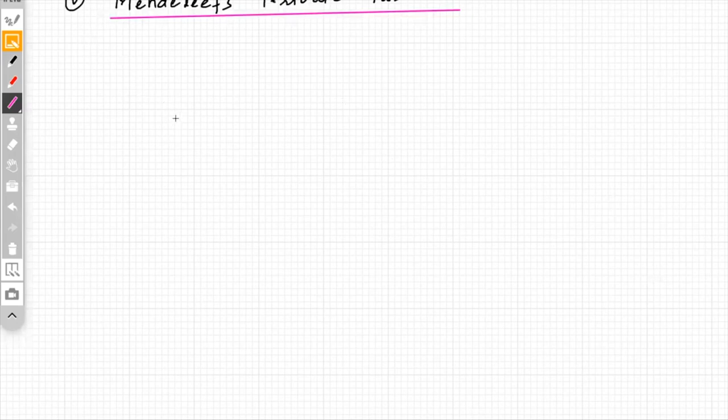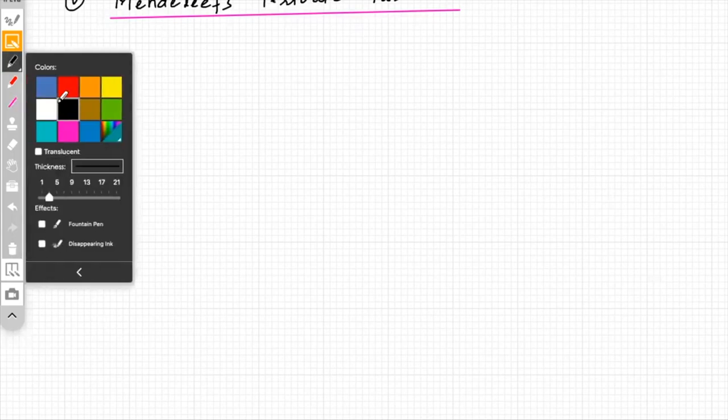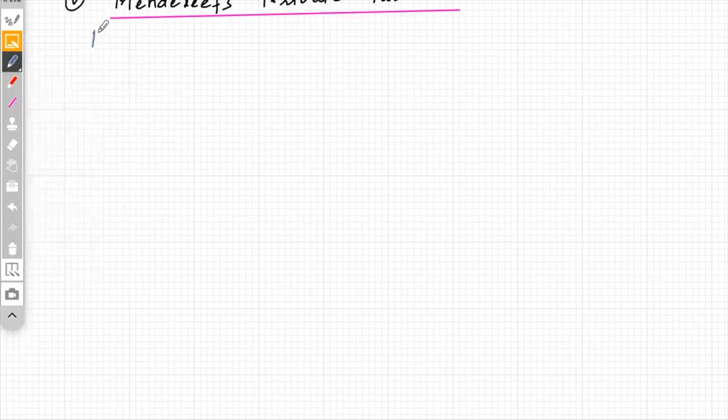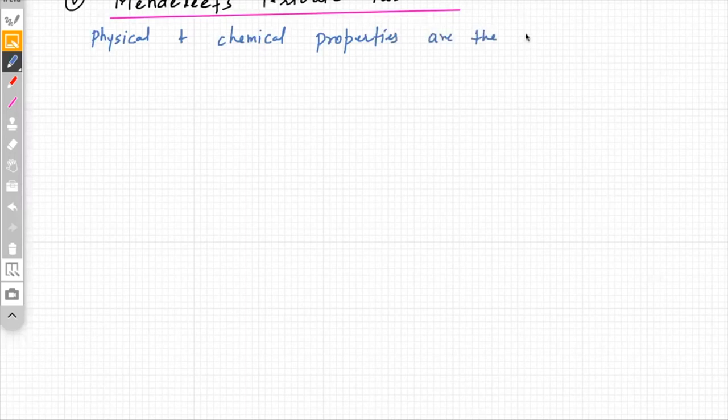Okay, so this is important. Physical and chemical properties are the periodic function of their atomic weight. Okay, so atomic weight we are dealing with, not number.